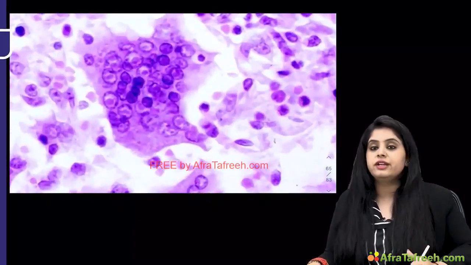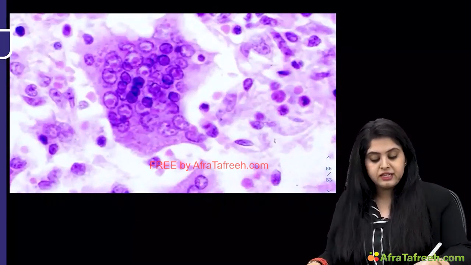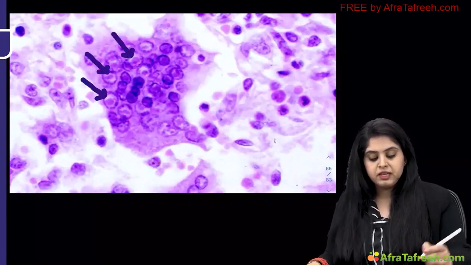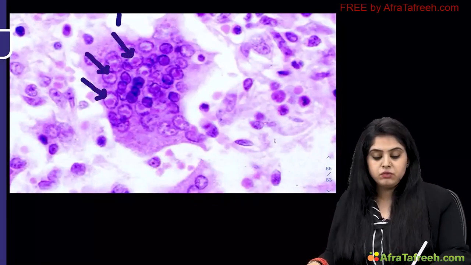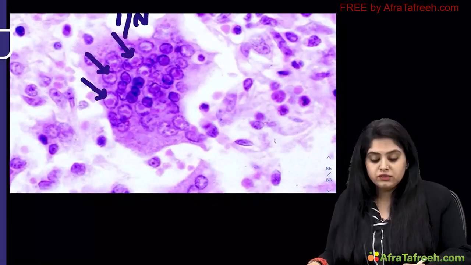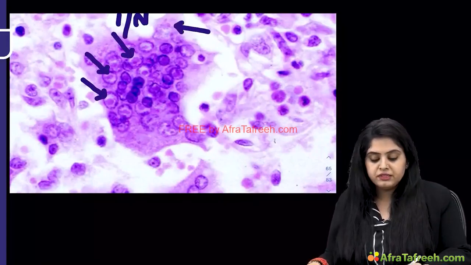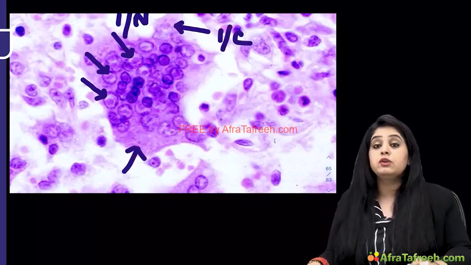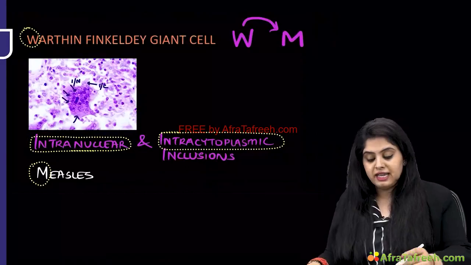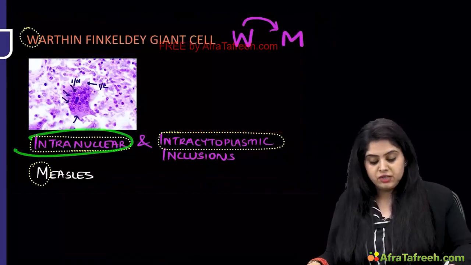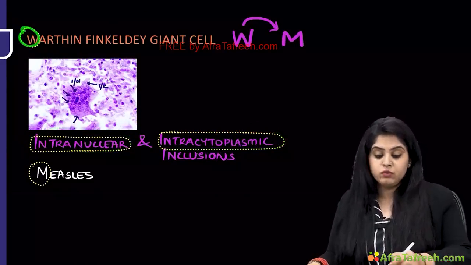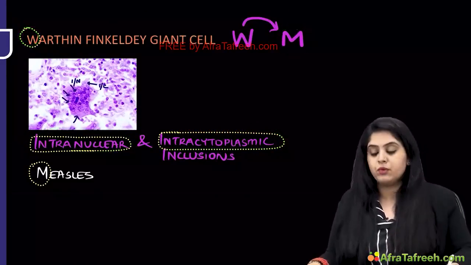So when you look at this giant cell, you will realize that there are inclusions. Can you see those pink color dots in the nucleus? The pink color dots in the nucleus are intranuclear inclusions. And what are these dots that you have in the cytoplasm? These are intracytoplasmic inclusions. So basically there are pink dots everywhere, guys, and that is what you need to know. There are intranuclear and intracytoplasmic inclusions. Warthin-Finkeldey, measles. Very important.